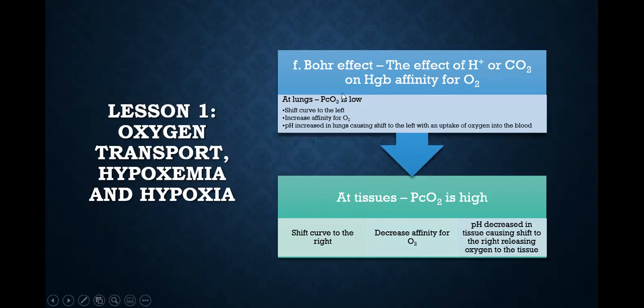Okay, yeah, that's the Bohr effect. Now, you've got two different levels: a tissue level and a lung level. At the lung level, you have a shift of the curve to the left, an increased affinity for O2, and the pH is increased. At the tissue level, you have a shift of the curve to the right, a decreased affinity for O2, and the pH is decreased, right?